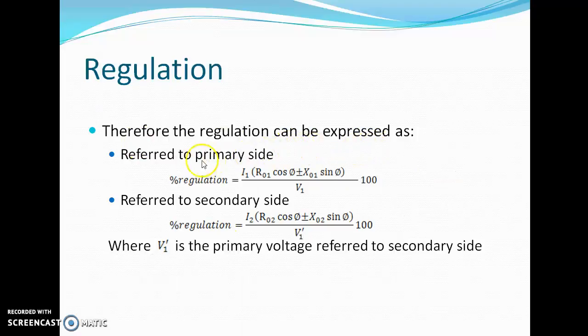Thus, expressing drop in this way, we can write the formula for regulation as drop divided by V1 or drop divided by V1 dash, that is I1 into R01 cos phi plus or minus X01 sin phi divided by primary applied voltage V1. Referred to secondary side, we can write I2 into R02 cos phi plus or minus X02 sin phi divided by V1 dash. Remember that V1 dash is the primary voltage referred to secondary side.